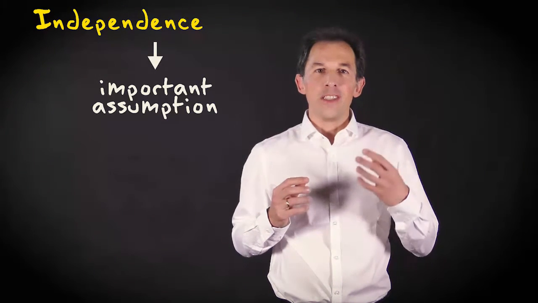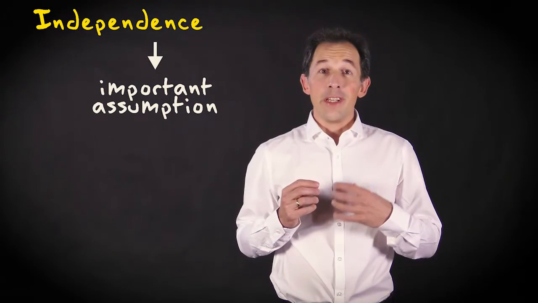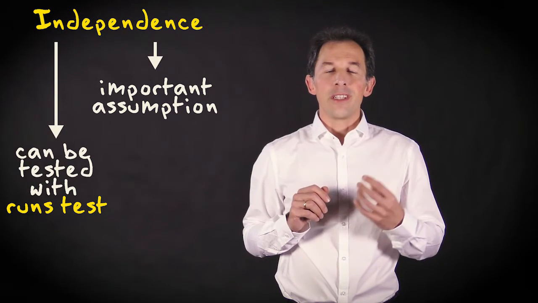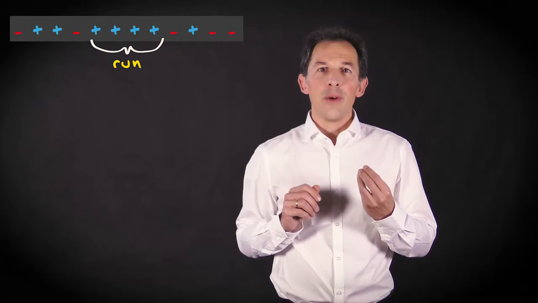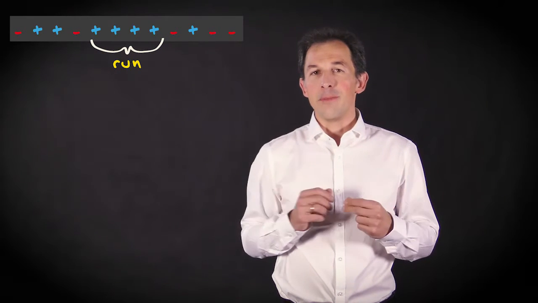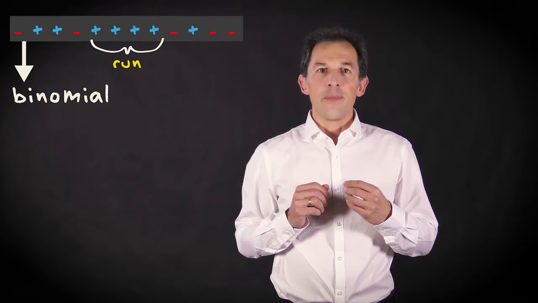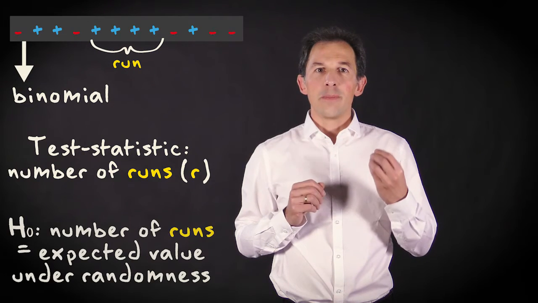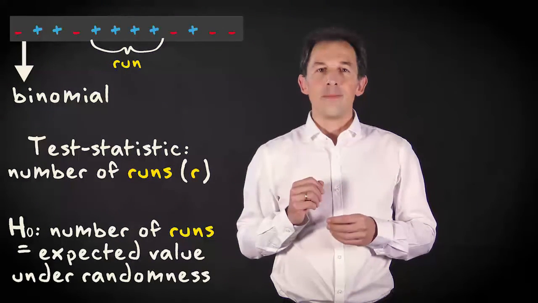Let me summarize what I explained in this video. Independence of data is an important assumption for many statistical tests. But it is an assumption that can also be tested, for example with a runs test. A run is a succession of identical symbols which are followed and preceded by different symbols. The runs test uses binomial data. It counts the number of runs in the data and compares this to the expected number of runs under the null hypothesis of a random sequence.